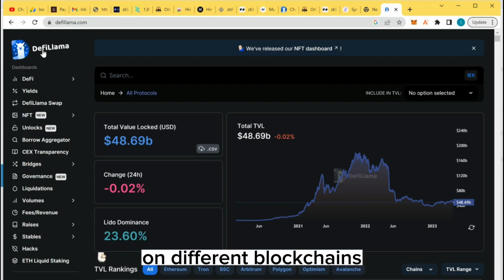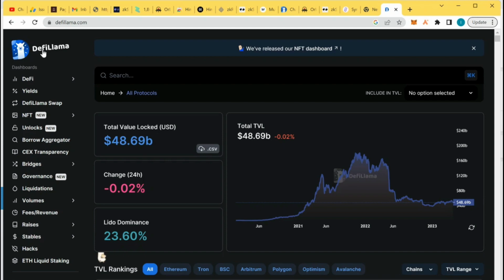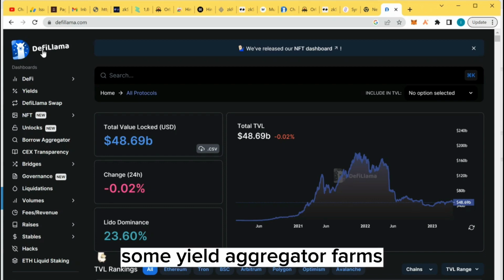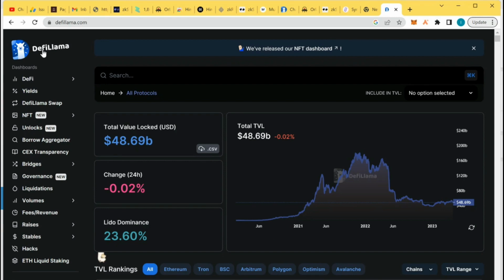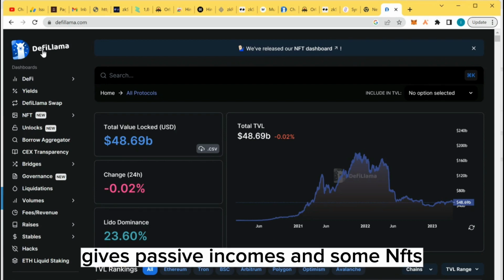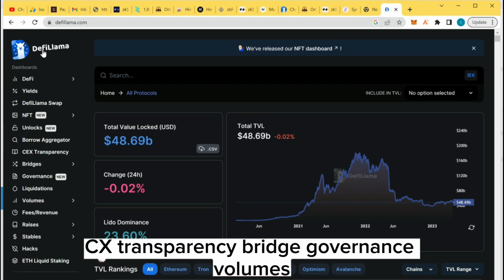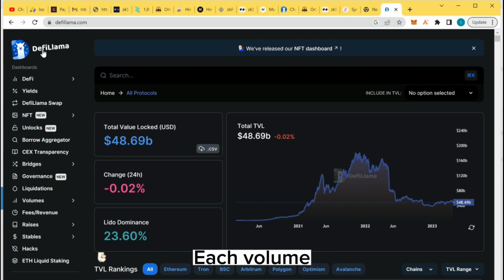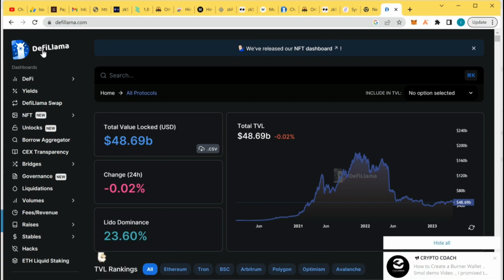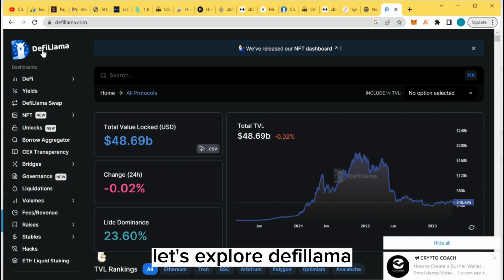narratives on different blockchains, the TVLs, the blockchains without tokens, which gives opportunity for possible airdrops, some yield aggregator farms, which give passive incomes, and some NFTs, CEX transparency, bridge governance, volumes, like each transaction each blockchain is doing per month, per day, 24 hours, and so on and so forth. So let's explore Defillama.